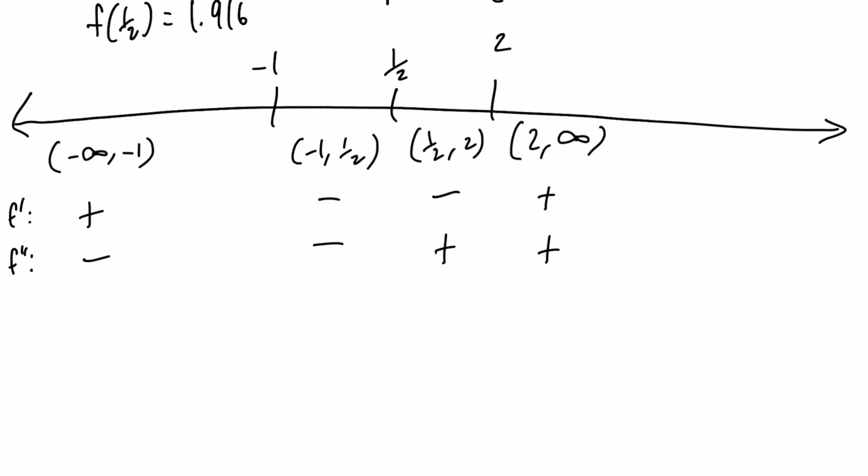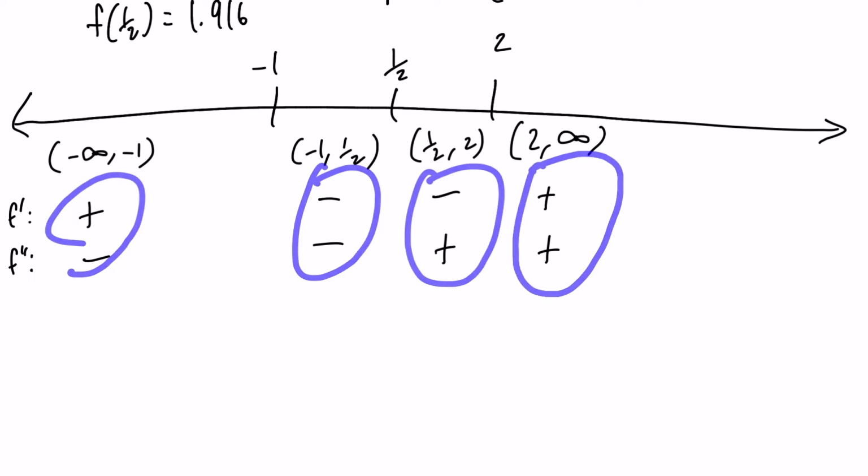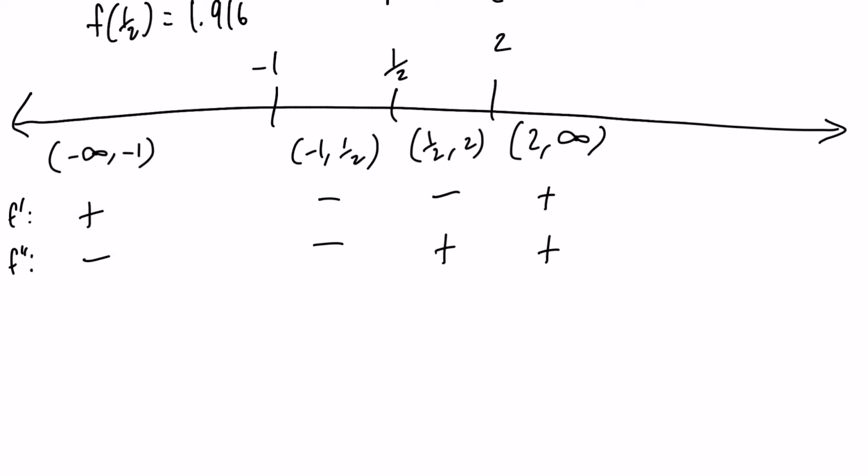What do we do with this information? Well, once we know the signs of the first and second derivative on these intervals, we can see what shape they correspond to. Plus minus means we're increasing and concave down. That means we look something like this. Minus minus on this interval means we're decreasing and concave down. So that means we look something like this. Minus plus means we're decreasing and concave up. So that means we look something like this. And then lastly, both first and second derivative being positive means we're increasing and concave up. So it looks something like this.